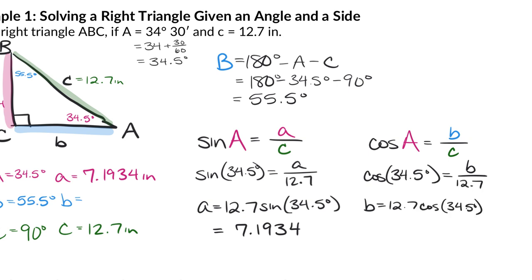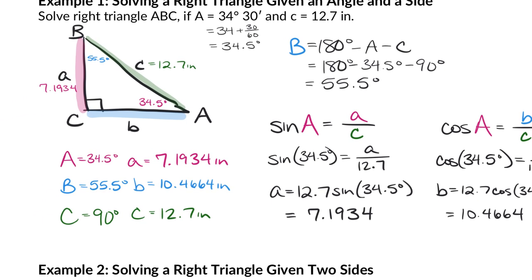And beep, beep, beep, bop, that's a calculator question, which if your calculator already answered the first one, press up, press enter, change the sign to a cosine, boom. What do we get here? 10.4664. Nice. So now we know little b is 10.4664 inches. And since we have all 6 measures, we have the entire solution of the triangle.